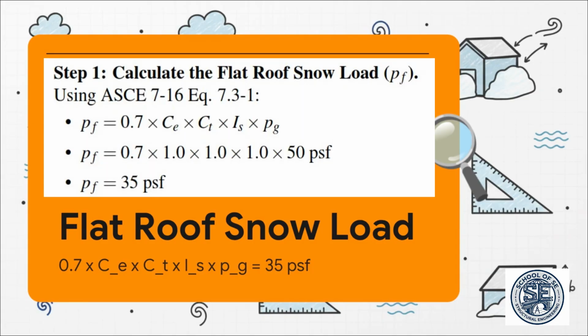Okay, step 1 is figuring out the flat roof snow load, or Pf. We flip to ASCE 7-16 equation 7.3-1. The formula is 0.7 times our 3 factors, Ce, Ct, and Is, multiplied by the ground snow load, Pg. Plugging in our factor values of 1.0 and that 50 psf ground snow load yields a flat roof snow load of 35 psf. Think of that as your baseline snow, just sitting calmly on the flat surface, totally unaffected by wind drifts. Make a mental note of that 35 psf. We're going to need it later.